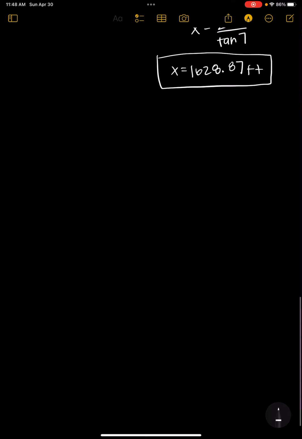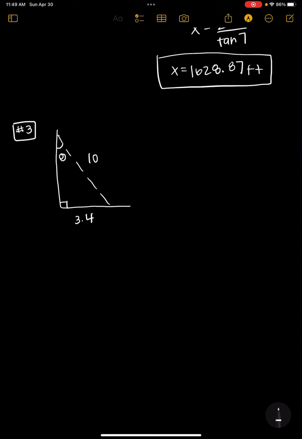All right, let's do another example. This example, number 3, the third example says a 10-foot ladder leans up against a wall. Okay, I'm just going to draw this. So here's our wall, here's our board, and here's the ladder. We know the ladder is 10 feet. The distance between the bottom of the ladder and the wall is 3.4 feet. And what is the angle between the top of the ladder and the wall? So this is like my theta.